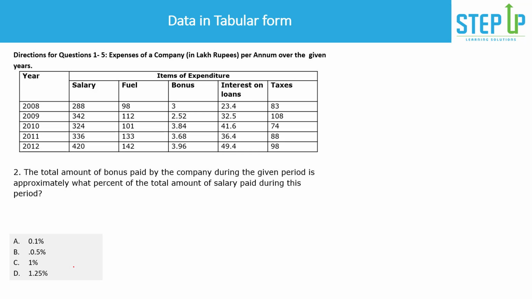Okay, expenses of a company per annum over the given years, same thing. And he's saying, tell me the total amount of bonus paid by the company during the given period. That means this 5-year period is approximately what percent of the total amount of salary. Very simple. All you have to do is add this up and then add this up, and then if this is 10 and this is 20, you say 10 is what percentage of 20? Is this 50%, like that?